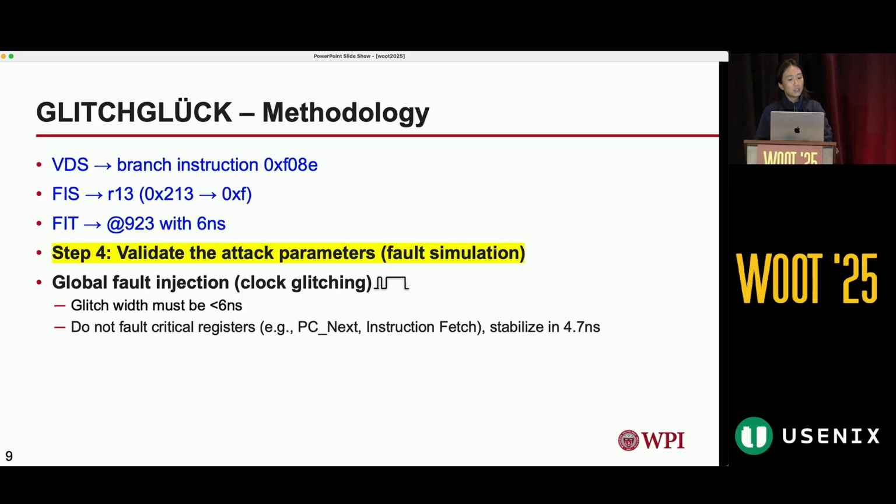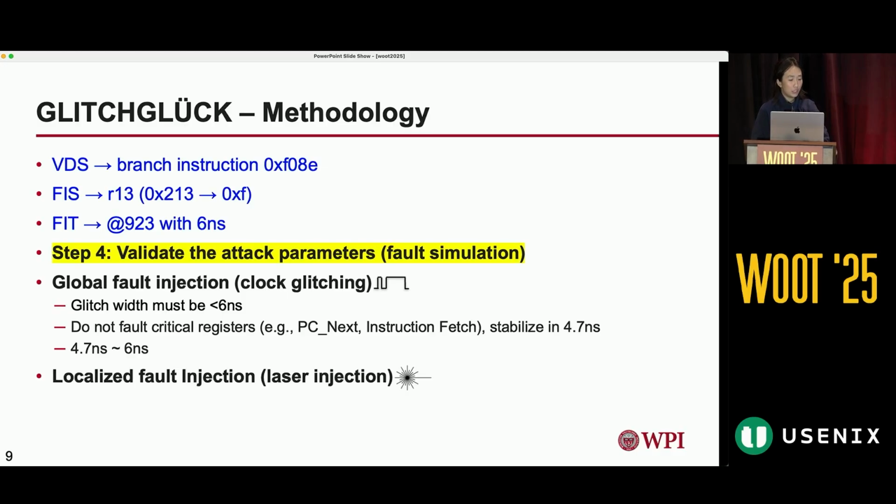And also, because this is a global fault injection, it could potentially fault other critical registers and let your processor enter an undesired state. Therefore, we partitioned the hardware state, and with an automated Python script we were able to find all the critical registers that could stabilize within the logic propagation time of 4.7 nanoseconds. Therefore, any glitch width between 4.7 and 6 nanoseconds will be able to succeed in the attack.